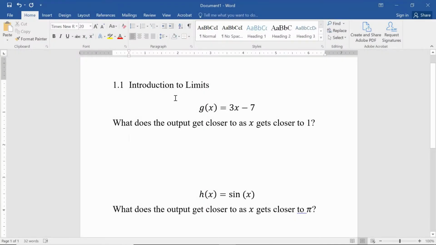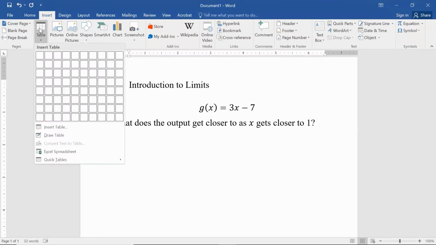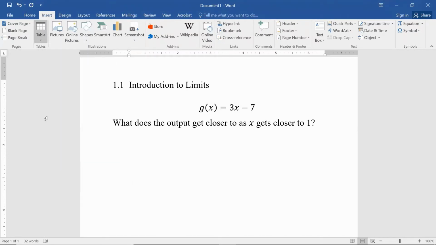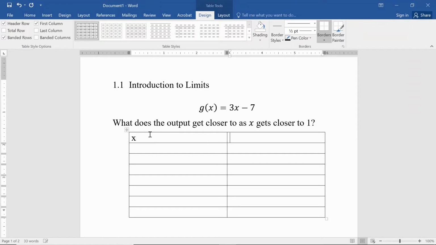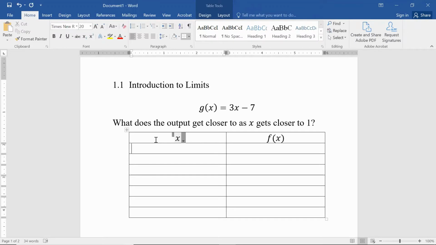Let's do this first numerically. And I'll take on one function at a time. So I'm not going to deal with the sine of x until we complete g of x equals 3x minus 7. In the last video, when I inserted my table, I basically did two tables. You don't always have to do that. If you'd rather, you can do this all in one big table. It really doesn't matter.